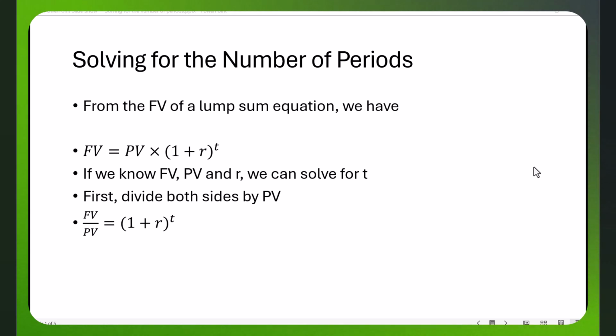We have the basic future value equation for a lump sum. Future value equals the present value times 1 plus the interest rate raised to the tth power. T is the number of periods, R is the interest rate. So if we know the present value, the future value, and the interest rate, we can solve for T. The first thing we do is divide both sides by the present value, and we get FV over PV equals (1 plus R) to the tth power.